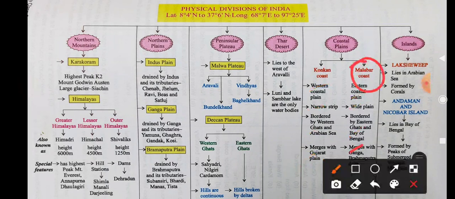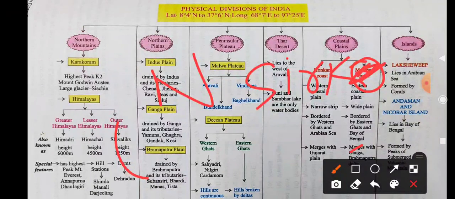The Malabar is not here. The Malabar is not mentioned in the Eastern Ghats. The Malabar is here, which is in the Kerala region. These names should be the Northern Sirkars. Just correct it. It is called the Northern Sirkars. So just remember these Northern Sirkars.